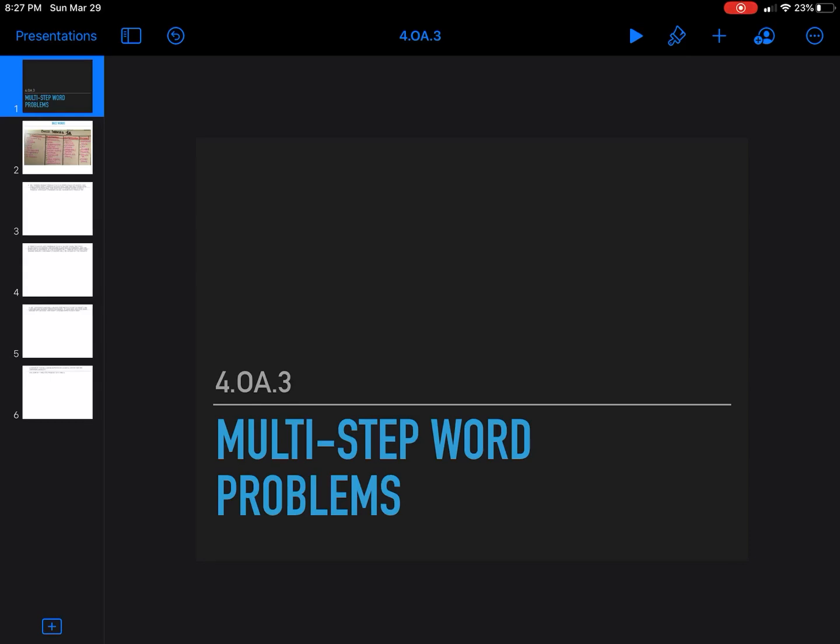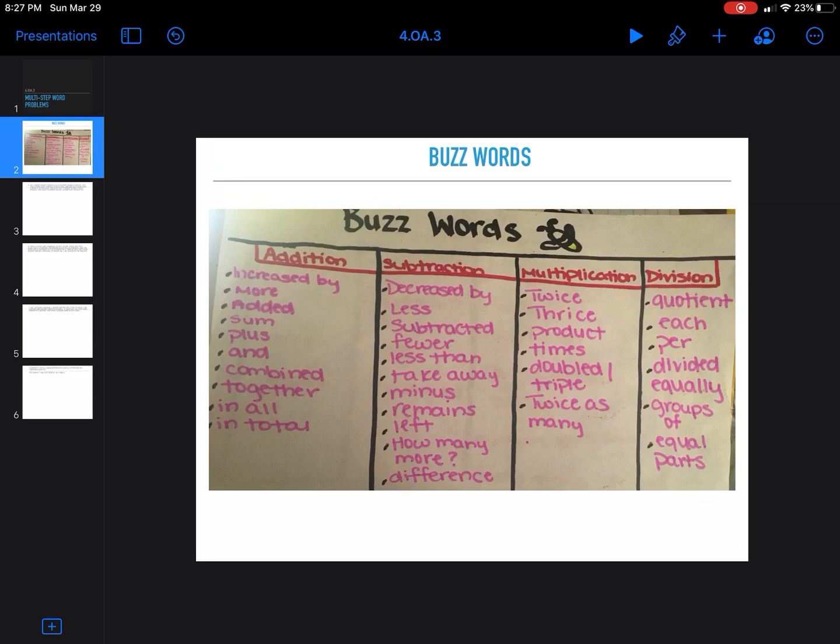Today we are going to be focusing on standard 4.OA.3, where we're going to be looking at multi-step word problems and even using letters to represent different numbers within expressions. So in order to do this, I'm bringing back our buzzwords. And buzzwords are really supposed to help us solve the problem and figure out the operations that we're going to use to solve.